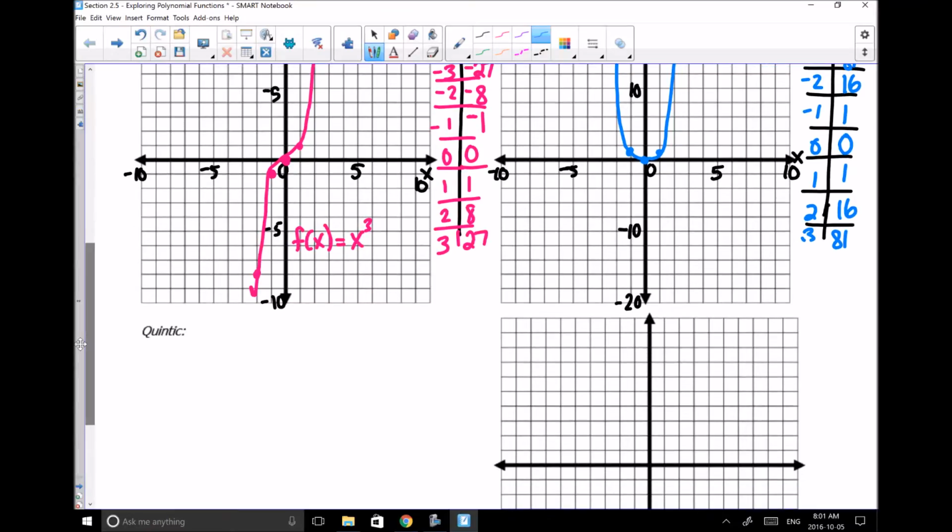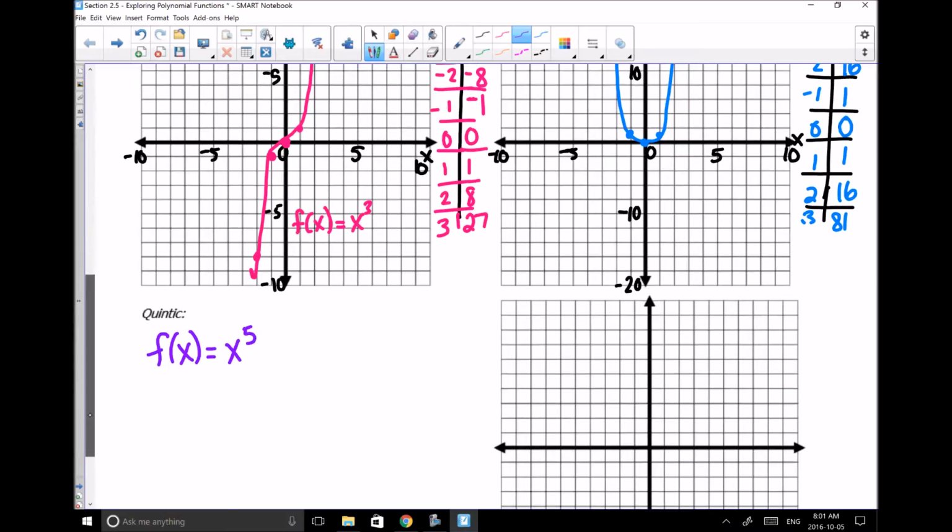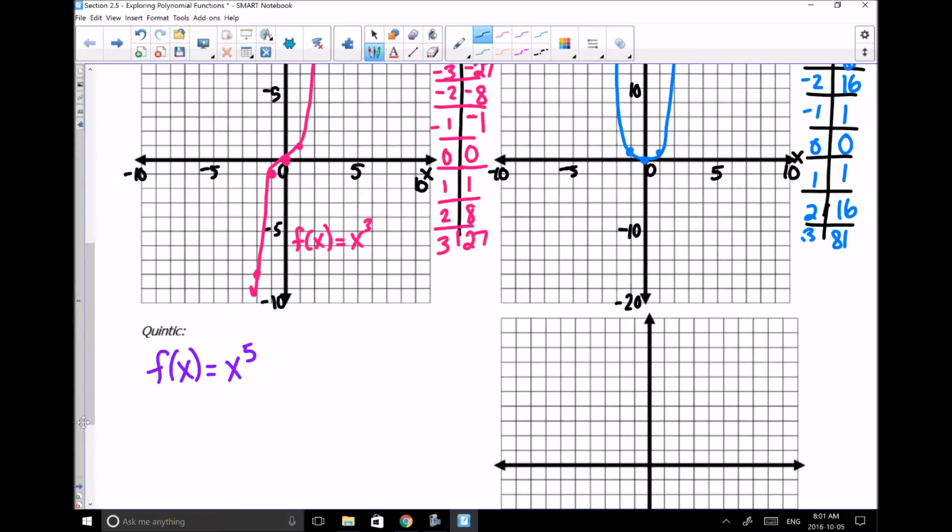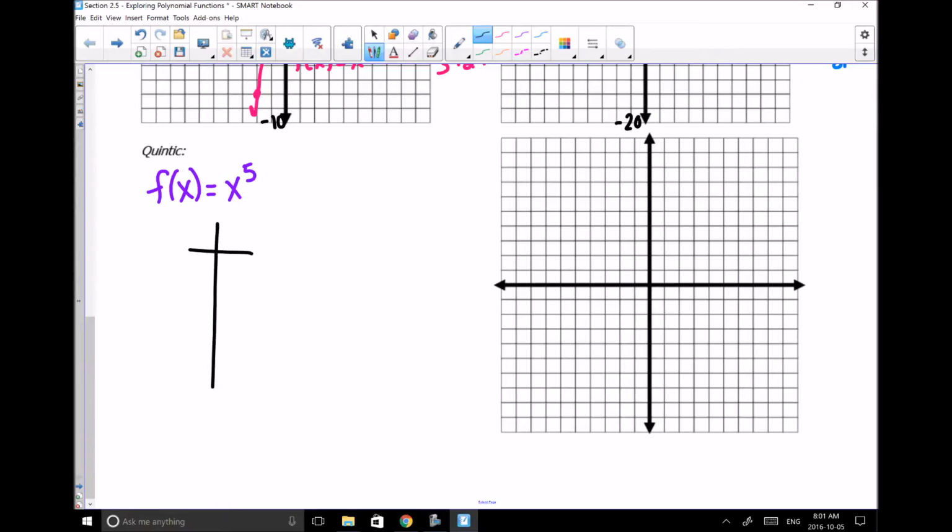And then the last parent function we're going to look at is our quintic function, which if you can hopefully maybe guess, you'll realize that it's x to the power of 5. So let's go ahead and make our chart for our quintic function. So x and f of x right here. And we're still going to go from -3 to +3.